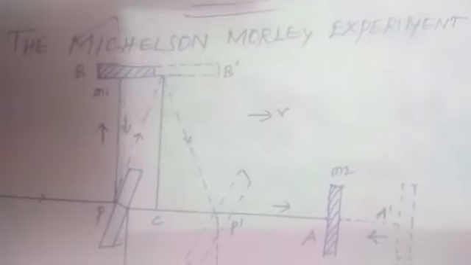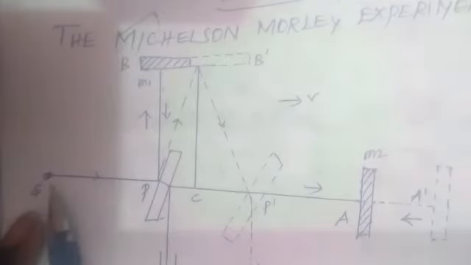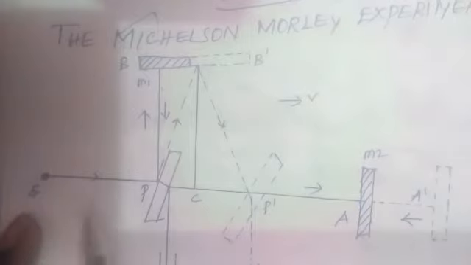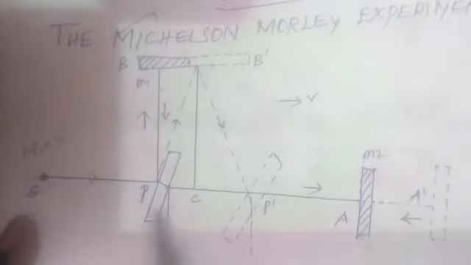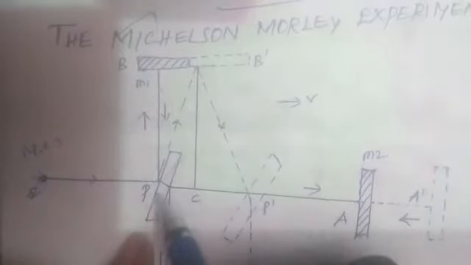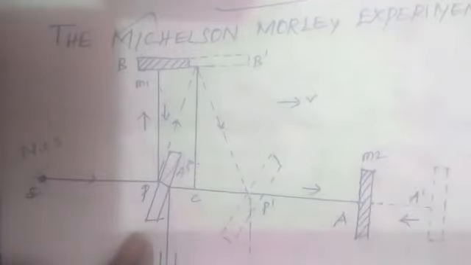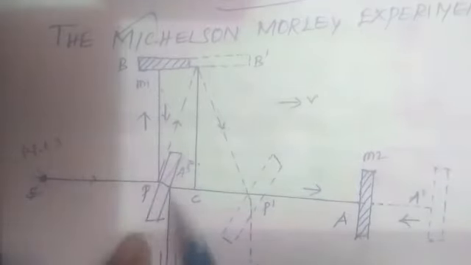A beam of light from a monochromatic source falls on a half silvered glass plate P, placed at an angle of 45 degrees to the beam.